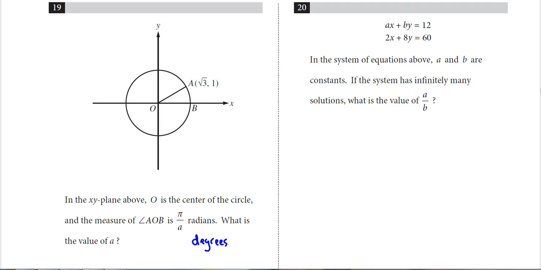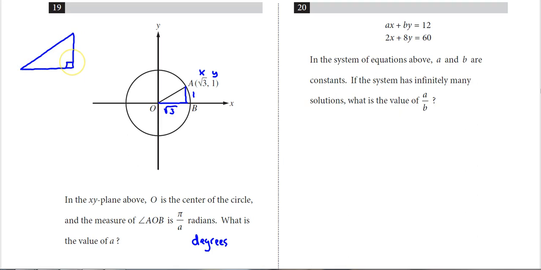So first, remember this ordered pair. This is an x and this is a y. And x represents the distance here, and y represents the distance there. So in effect, I basically have a little triangle that has a 1 height by a radical 3 base.